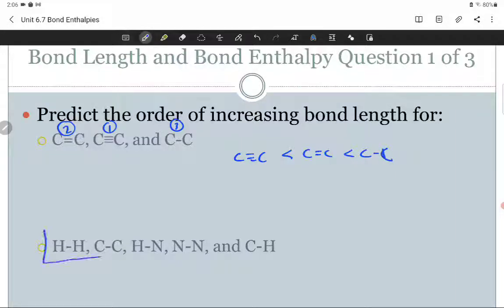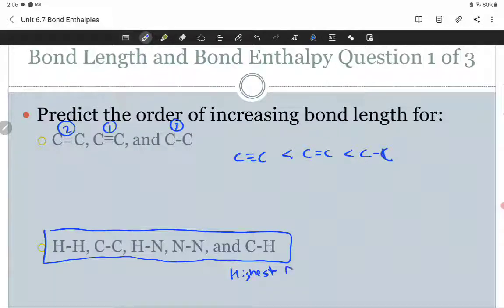Now to do this one, I think you'd probably go back and look at the numbers. So you want the highest delta H going down to the lowest delta H, or bond enthalpy, I should say.